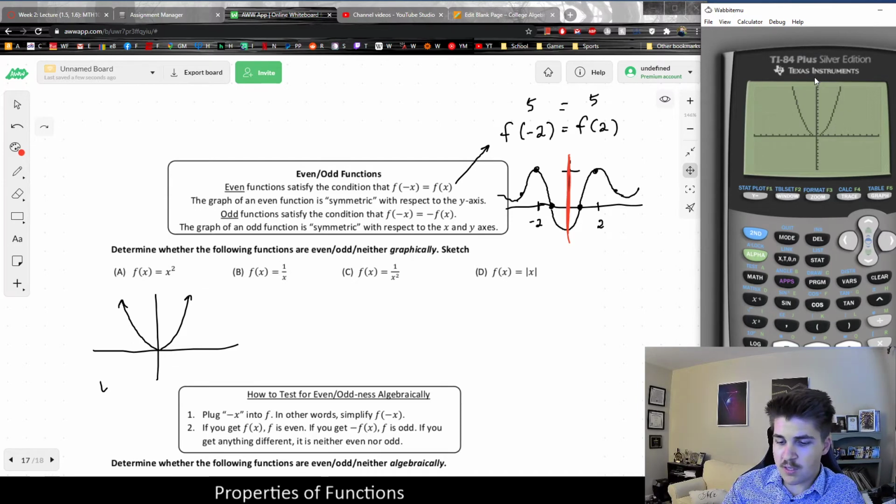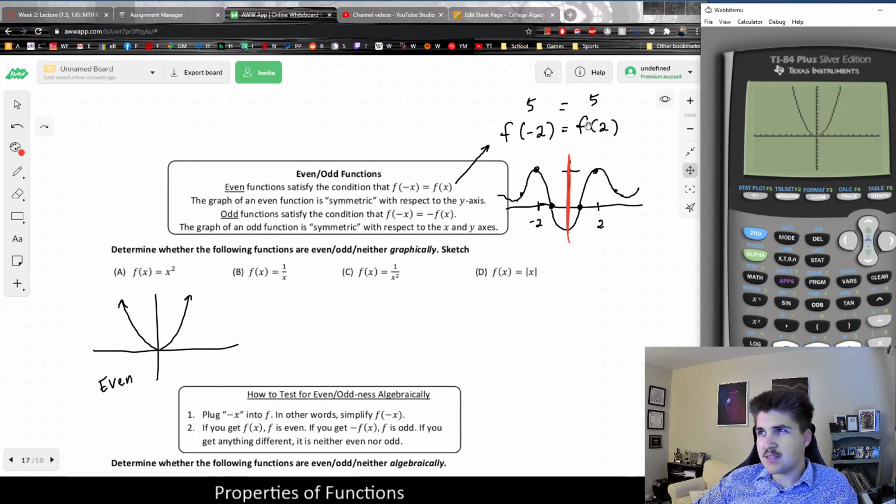And so again, we would call this function even because that's the symmetry that an even function exhibits, the same on both sides. Now an odd function is very, very similar with one notable key difference. It says odd functions satisfy the condition that f of minus x is equal to negative f of x. And that's the only difference between even and odd, is that if you're going to plug in a negative versus a positive, there's also an additional negative sign.